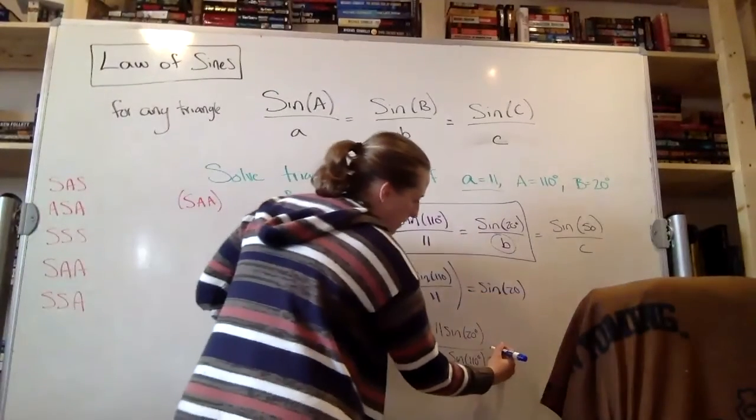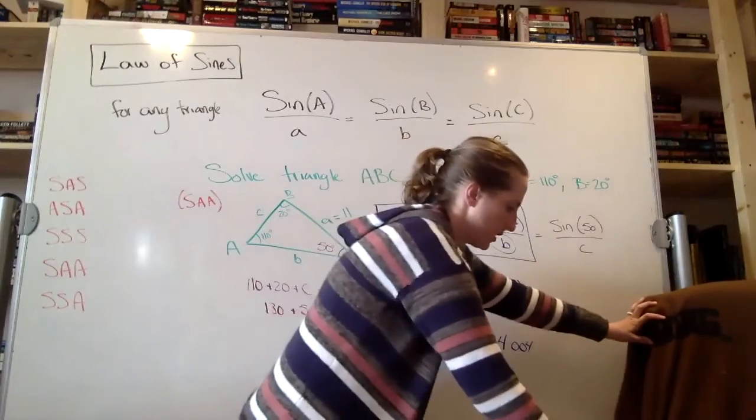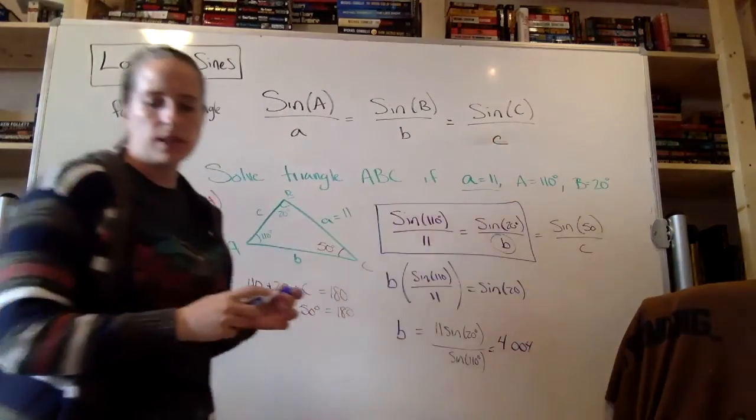So B is 4.004. I don't know why this chair insists on coming in. It wants you to see it.